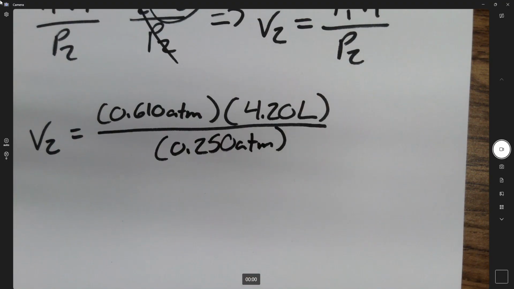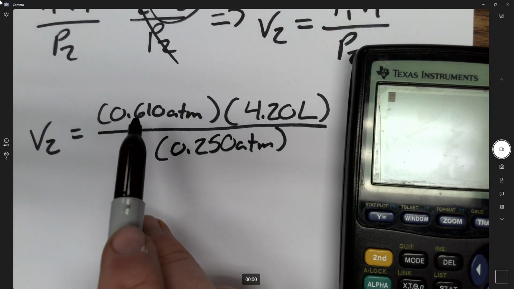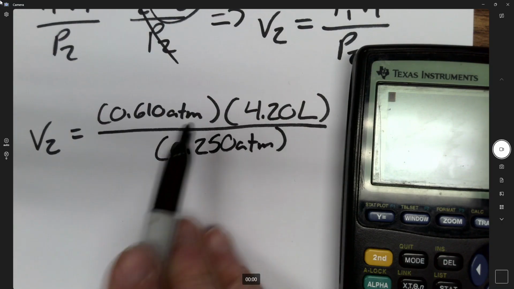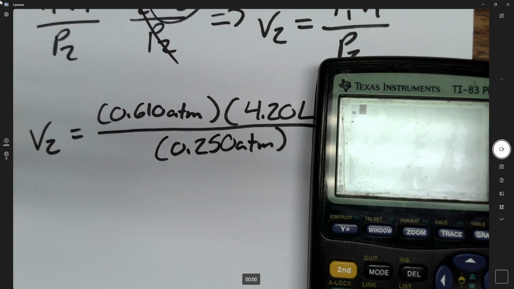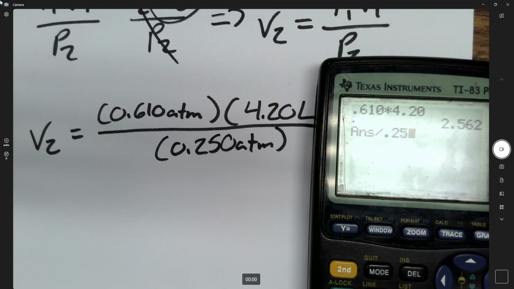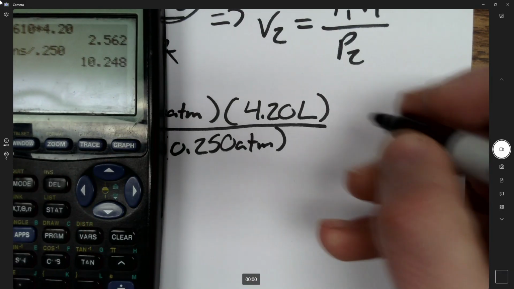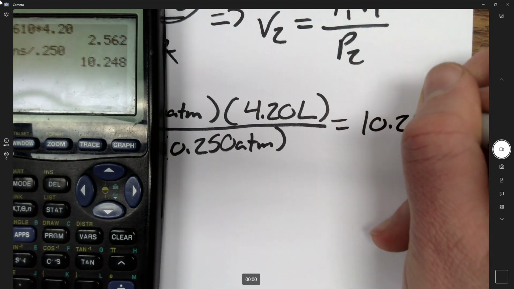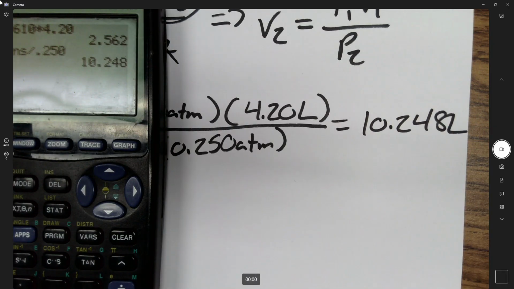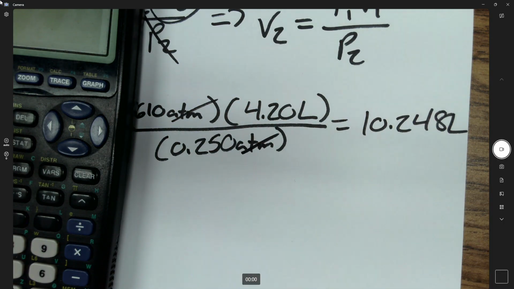So I plug and chug my equation. Now I'm going to multiply my P1 and my V1. So 0.610 times 4.20 gives me a number. Now I'm going to divide that by my denominator, 0.250. Enter. I have an unrounded number of 10.248 liters. Why liters? Because my atmospheres cancel each other out, leaving my only unit in liters.